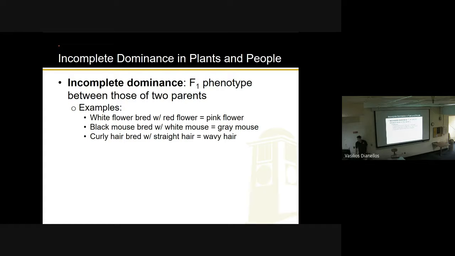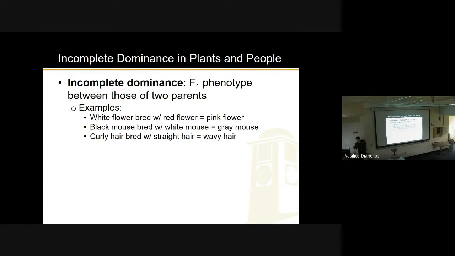Incomplete dominance. This is when the F1 phenotype falls between the two parents. To remind you, the stuff we talked about earlier wasn't incomplete dominance. It was complete dominance. You were either a purple flower or a white flower, right? Or in that case, you were always purple because purple was dominant. You're either brown eyes or blue eyes, and again, it would usually be brown eyes because brown is dominant. Incomplete dominance, it falls in between.